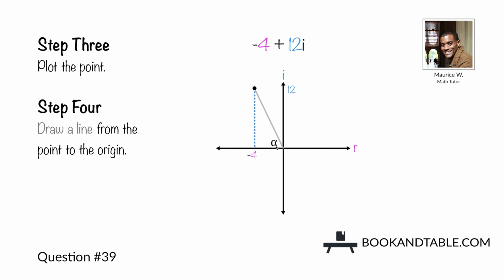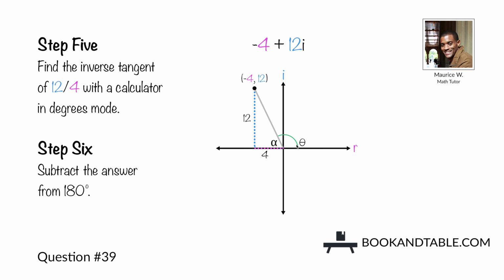The angle closest to the origin on the inside of this right triangle is our alpha angle. And if this is our alpha angle, then it has an adjacent side equal to 4 and an opposite side equal to 12. So if we find the inverse tangent of the opposite side 12 over the adjacent side 4, that will give us this alpha angle, which will then allow us to calculate the argument or theta.